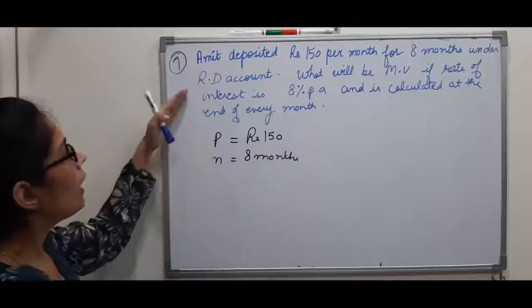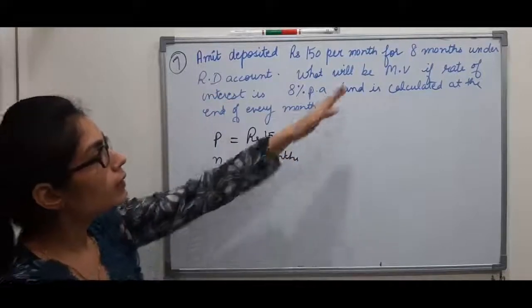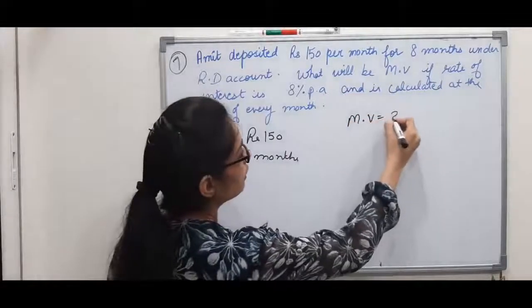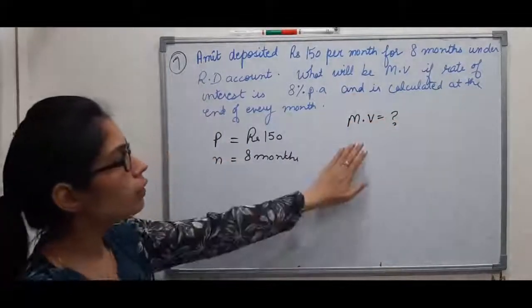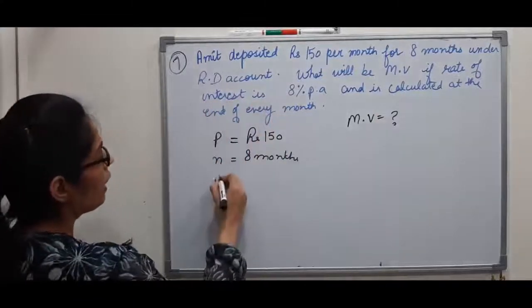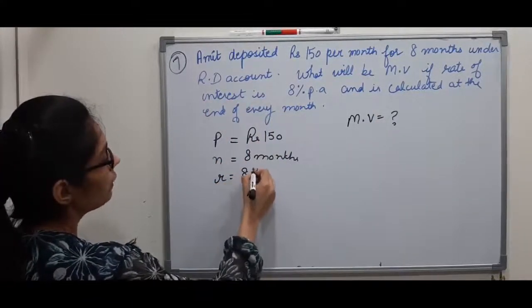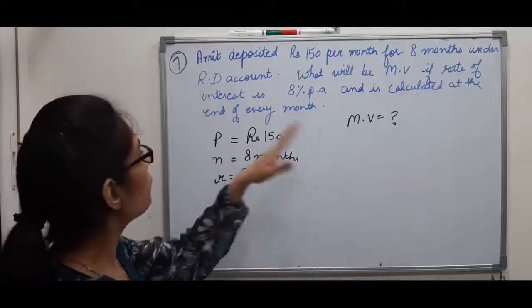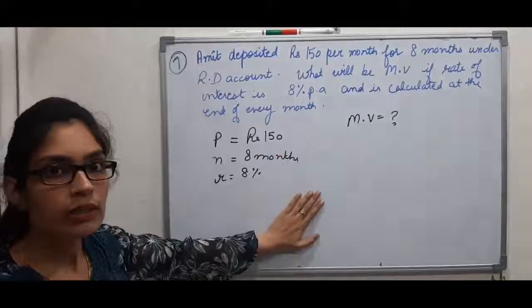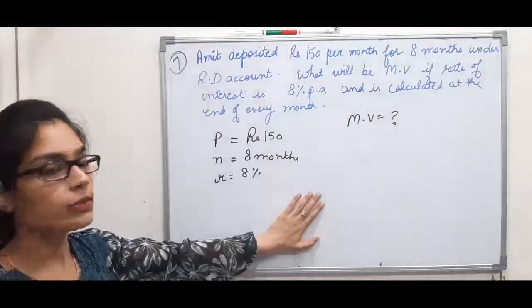Now, under RD account, what will be the MV? So you have to calculate MV, maturity value. What will be the maturity value if the rate of interest is 8% per annum? So R is also given, 8% per annum, and is calculated at the end of every month. So it's same only. See, this question is very much similar to the first question.